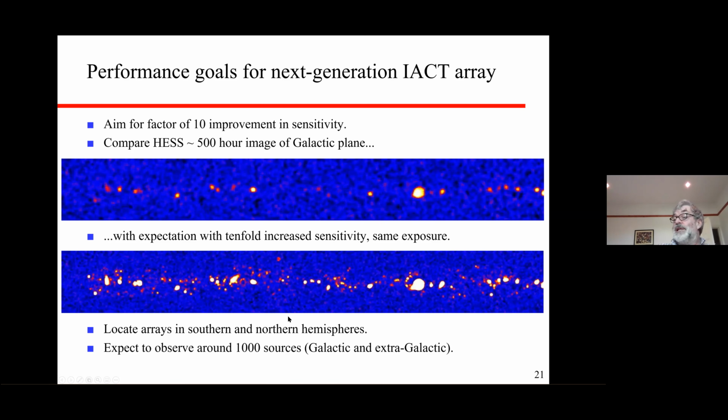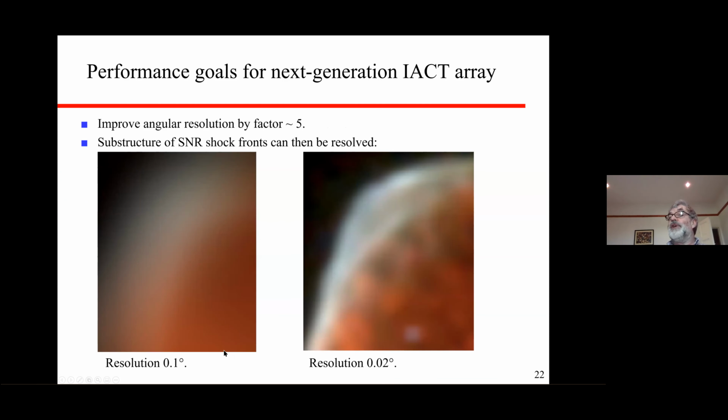We'd also like to locate arrays in the southern and northern hemispheres so we can see both the northern and southern skies. And as I've said, we'd get a lot more sources if we were able to do that. We'd also like to be able to improve the energy resolution, but also the angular resolution.